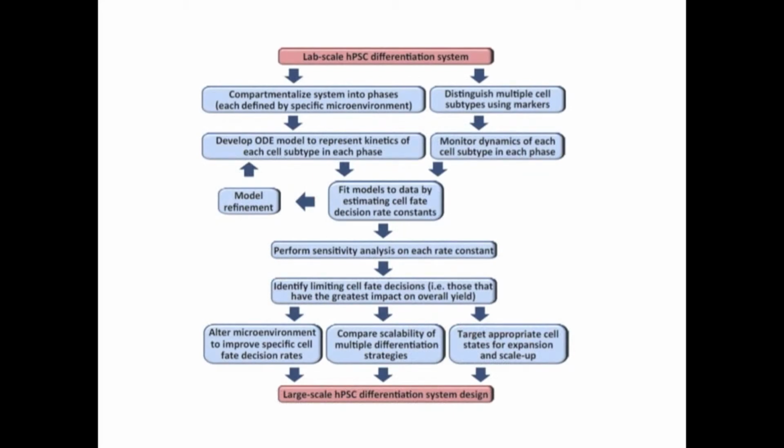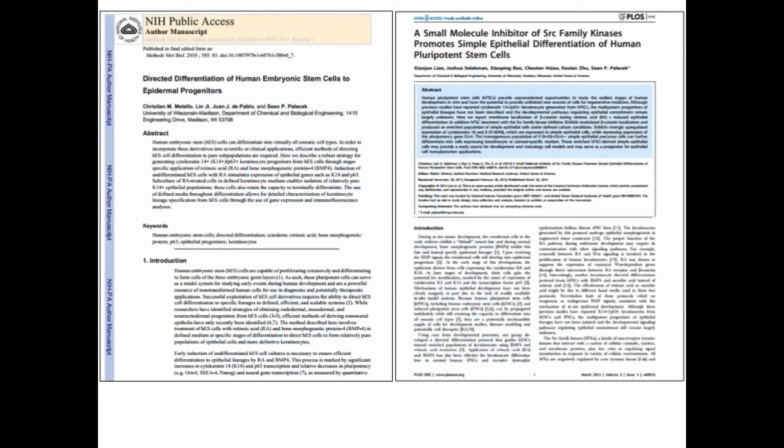To this end, we have designed a novel strategy for looking towards improving the efficiency of human pluripotent stem cell differentiation platforms. We have done this by identifying cell fate decisions that are potentially limiting to a differentiation process. To demonstrate how to use this approach, we used two previously reported epithelial differentiation systems from our lab as model systems.